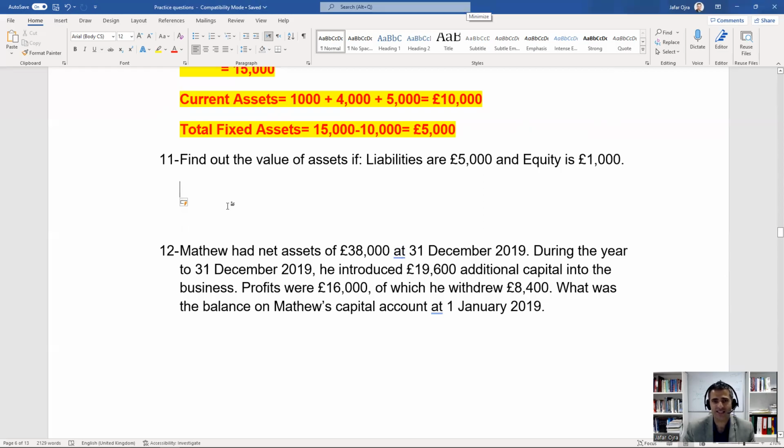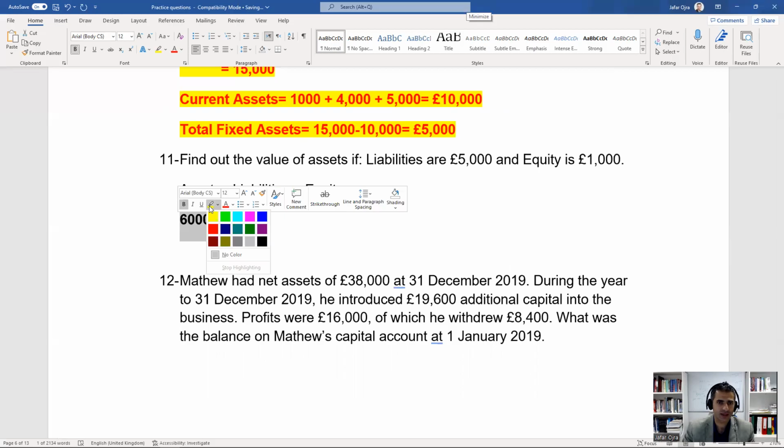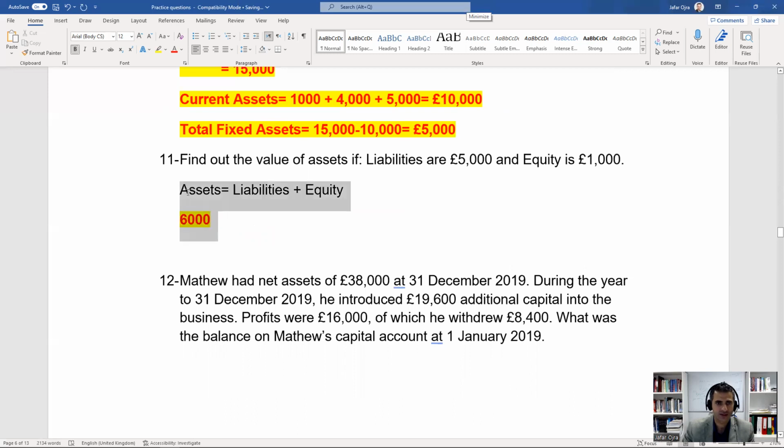Assets equal liabilities plus equity. That's straightforward, really. Liabilities are 5,000. Equity is 6,000. So I imagine it's 6,000, isn't it? So the assets equal £6,000. Yeah, that's really straightforward. The question really is not a difficult one.